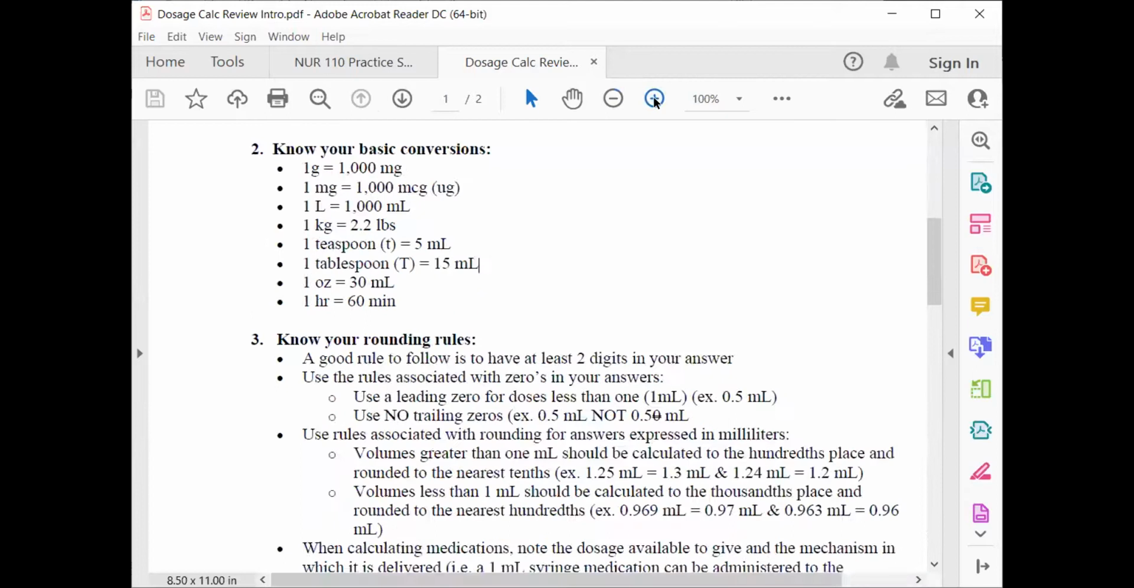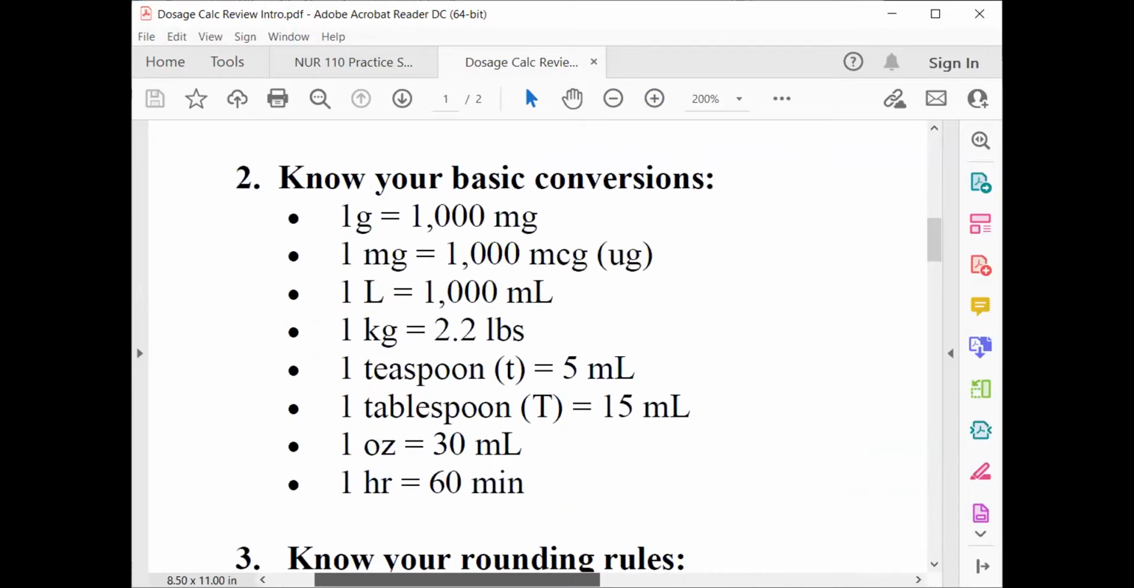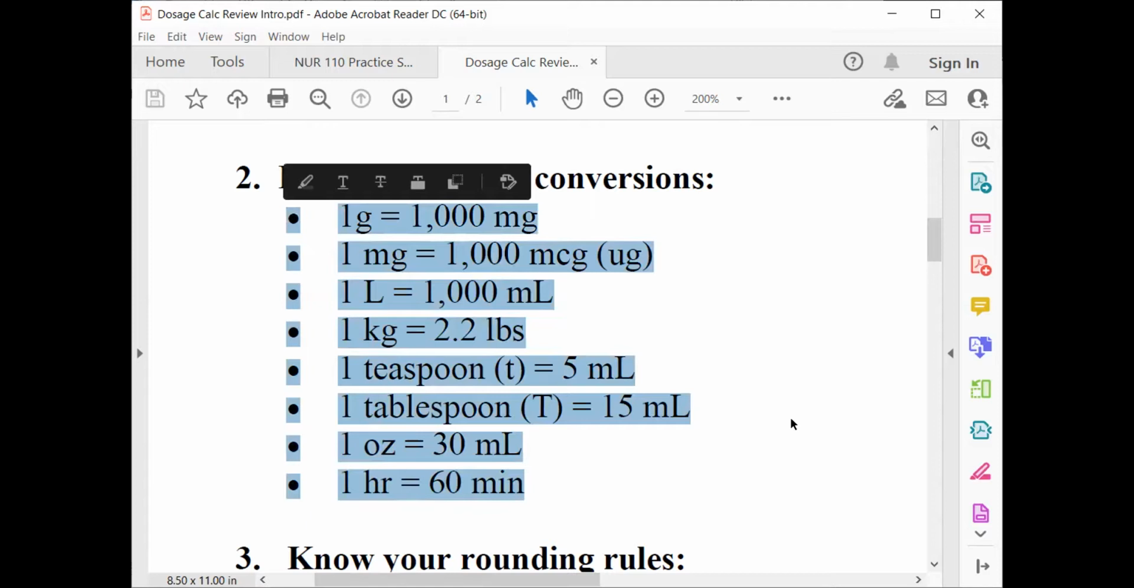I apologize. I usually like to blow this up. 1 kilogram is 2.2 pounds. A teaspoon is 5 milliliters. A tablespoon is 15 milliliters. An ounce is 30 milliliters, and an hour is 60 minutes. You need to know these off the top of your head when you're doing these questions, because they won't be given to you. And so ultimately, it just comes down to practice, practice, practice.